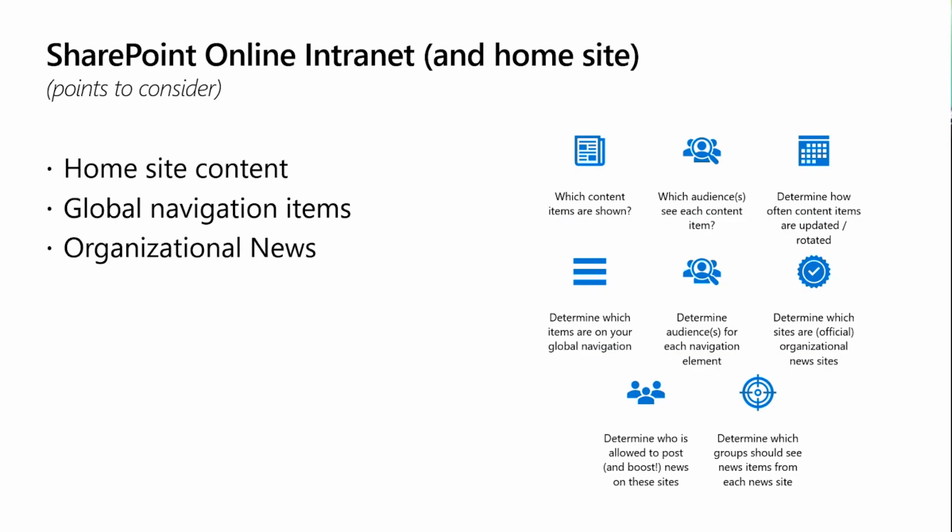So if we filter it down to Viva Connections, what do we think about when we think about governance of our online intranet or home site, specifically around Viva Connections? It's really just these things on the right. So it's which content items are shown. We're talking about the landing page of your intranet. So think about which web parts I want there. How do I want to present my news? How do I want to present other information? Do I have events? What should employees see on that page? So that's the big question.